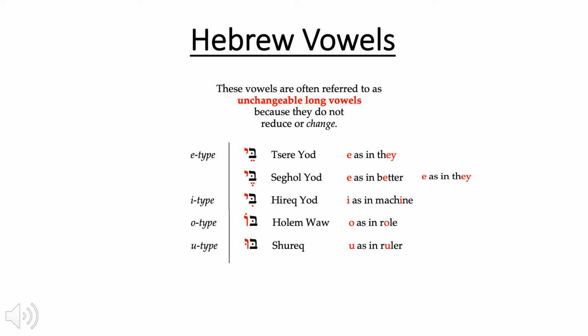Again, we'll explain more in a different lesson what unchangeably means. For now, you just need to know that if you see a yod or a vav alongside the vowel, it's pronounced as a long vowel.